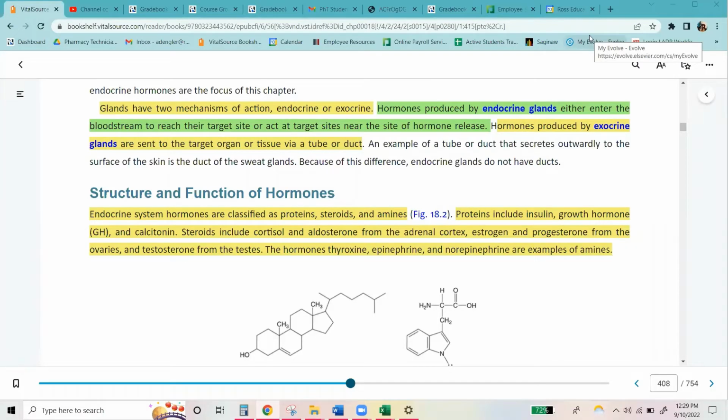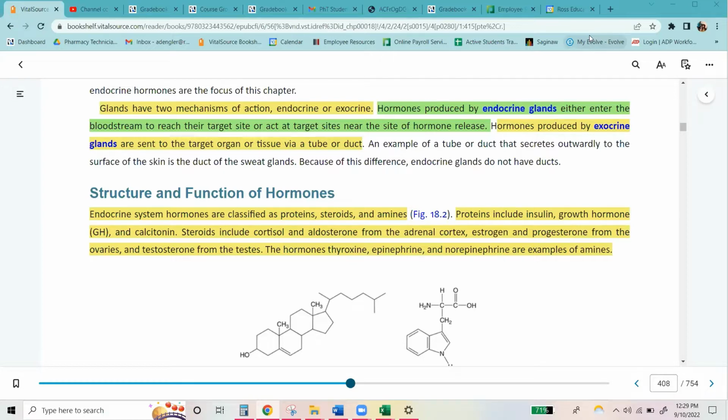Glands have 2 mechanisms of action: endocrine or exocrine. Hormones produced by endocrine glands either enter the bloodstream to reach their target site or act at target sites near the site of hormone release. Hormones produced by exocrine glands are sent to the target organ or tissue via a tube or duct.